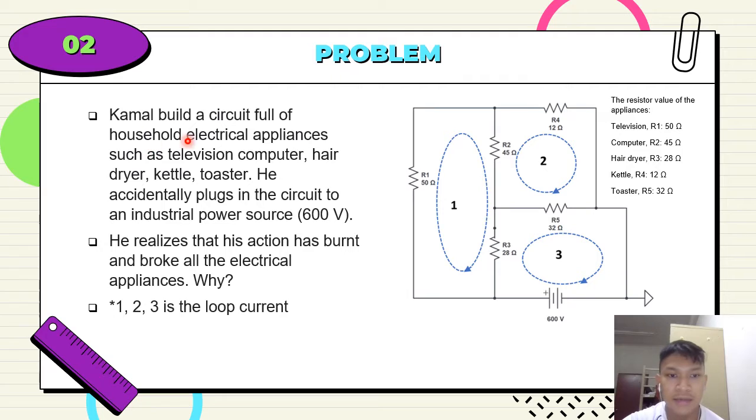The problem. Kamal built a circuit full of household electrical appliances. He accidentally plugs in the circuit to an industrial power source that is 600 volt. He then realizes that his action has burned and broken all the electrical appliances. Why? On the figure, 1, 2, 3 are the loop currents, and these are all the resistors of the electrical appliances.